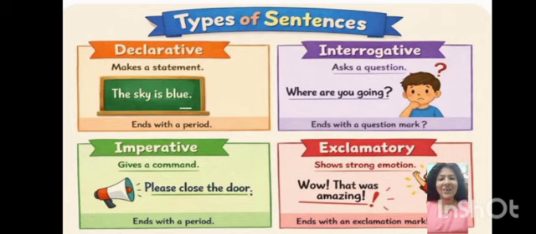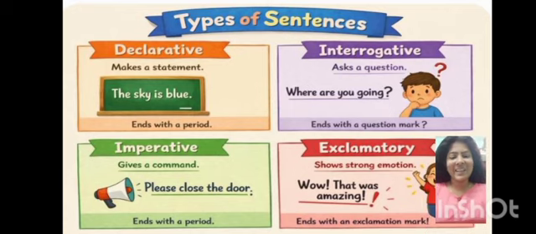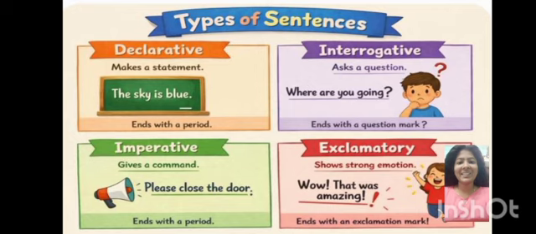Now, these are the four types of sentences that we discussed today: declarative, interrogative, imperative, and exclamatory. Here are the short definition, the examples, and a rule for each type of sentence.